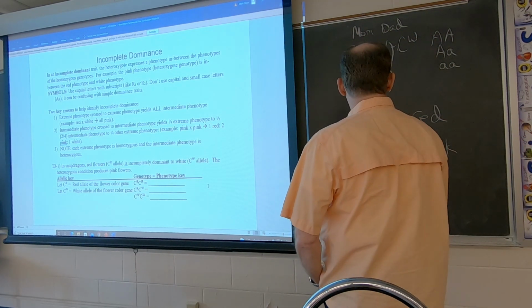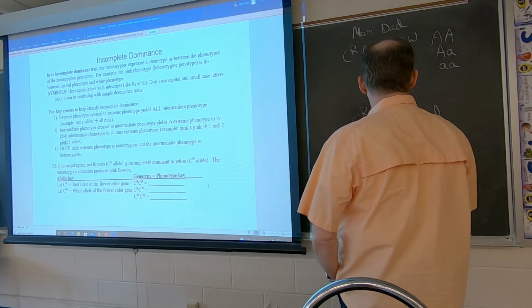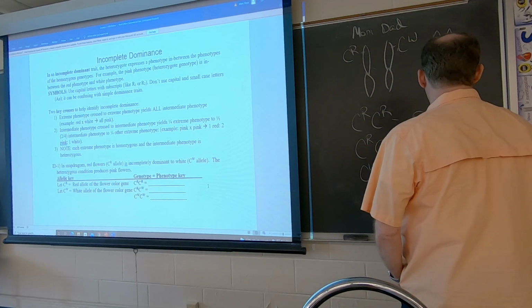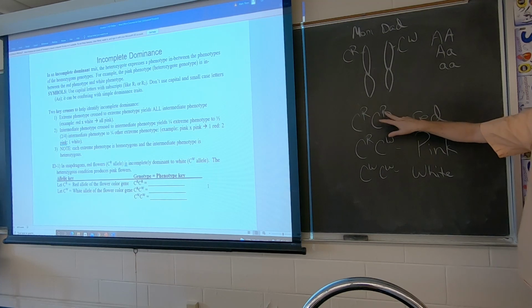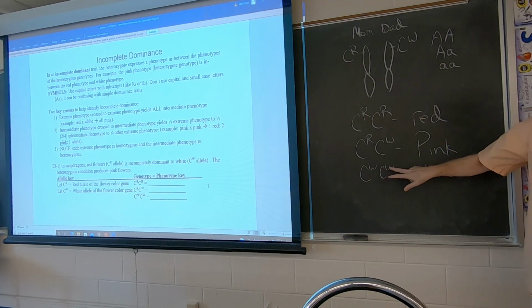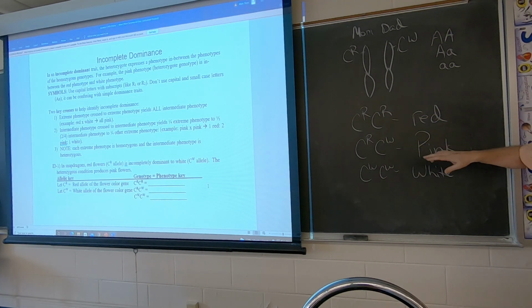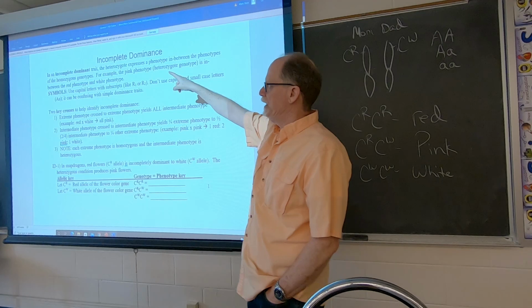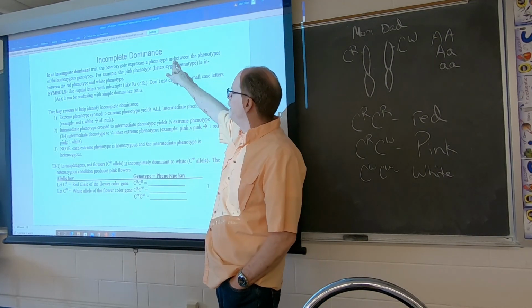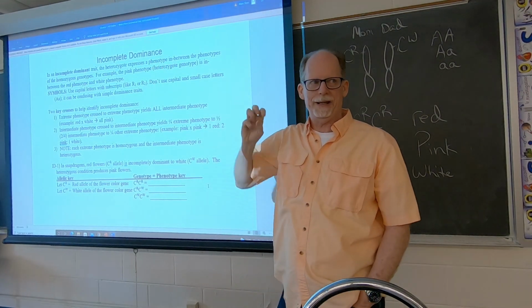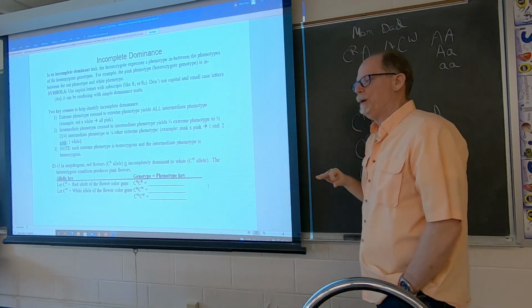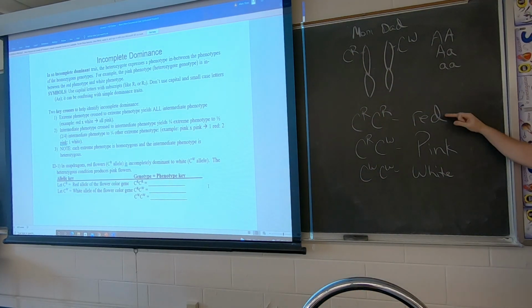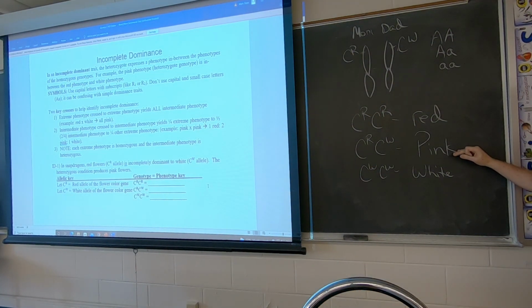And then if you're CRCW, you get the white. Yeah, homozygous means it's the same allele, right? These two are homozygous. In the heterozygous state, you see neither red nor white. So then you say it's an incomplete dominance. You get in between, or a blending is another way of putting it, right? It's both white and red are expressed. That's why it's pink.